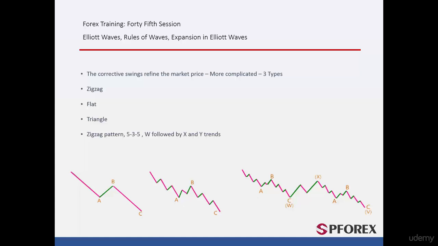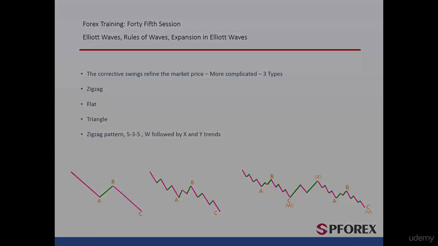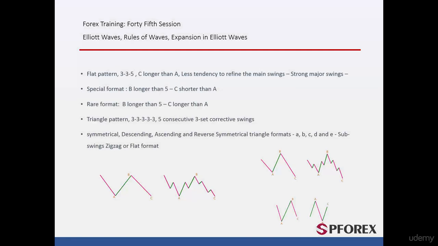2 or 3 zigzag patterns can be detected in a trend if there is a sub-swing pattern. The first trend is W followed by X and Y trends. Flat is another type of corrective swing. 3-3-5, in which swings are named A, B and C. C has a higher price than A, which shows less tendency to refine the main swings. Frequently, this type comes after strong and vigorous latest major swings, numbers 1, 3 and 5.